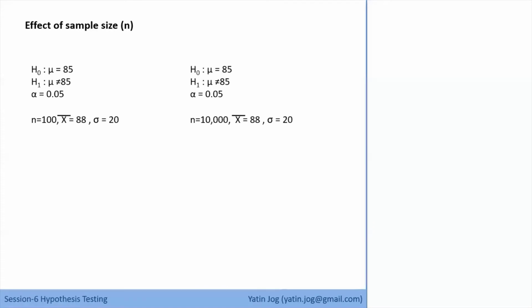Yes, Sumit. It gives a broader range. Okay, broader range. Okay, Nandan. Anyone else? Okay, fine.